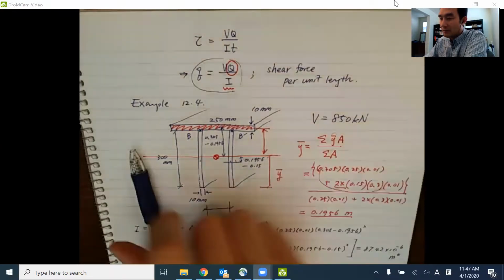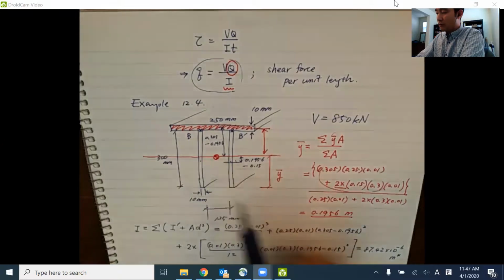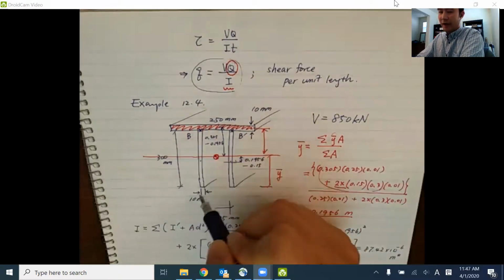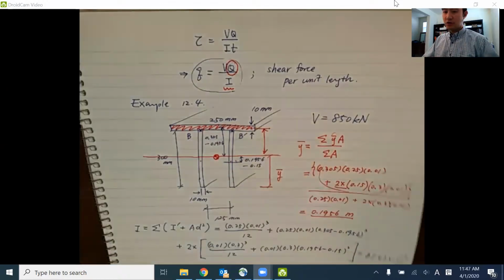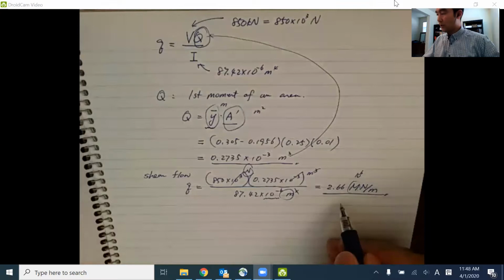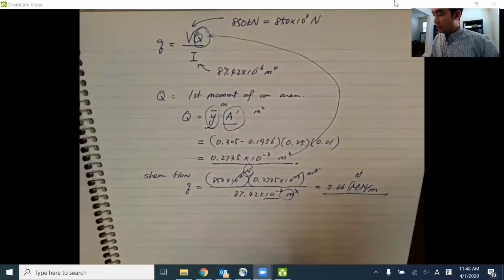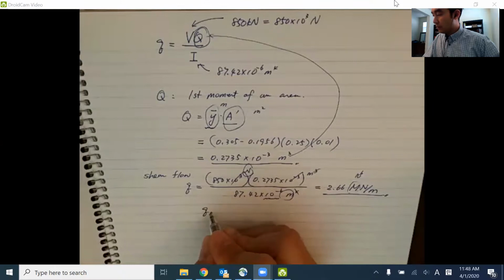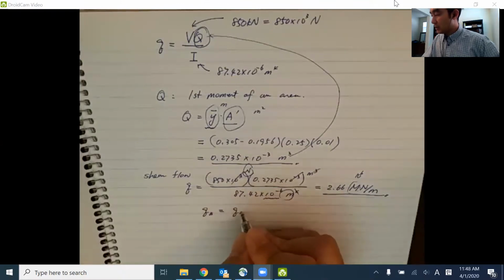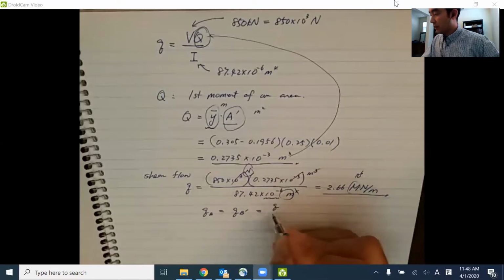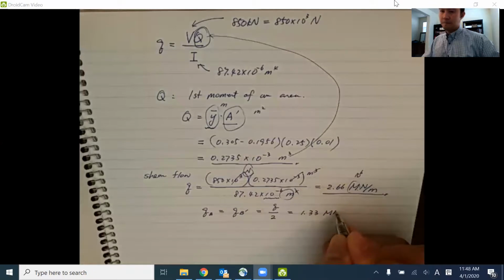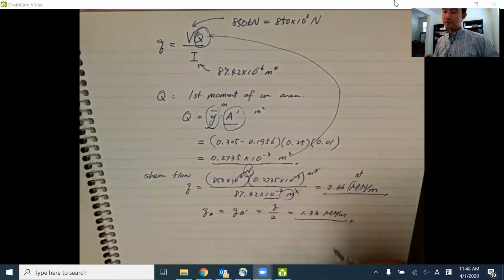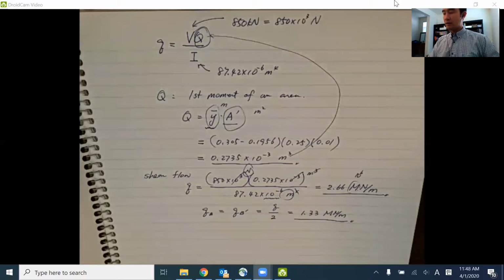Does that make sense? So in this case, because we have 2 seams, 2 legs, we have to divide it by 2 for that given shear flow. So here we have a shear flow of 2.66 mega Newton per meter. So the q at B will be equal to q at B prime, which is this entire q divided by 2. So the final answer is going to be 1.33 mega Newton per meter. Looks good? All right, so that is example 12.4.